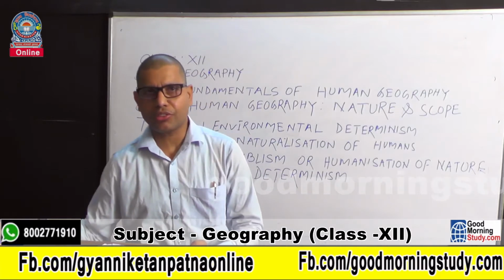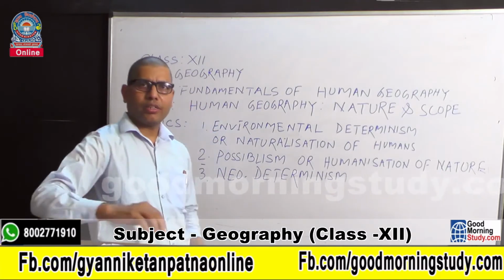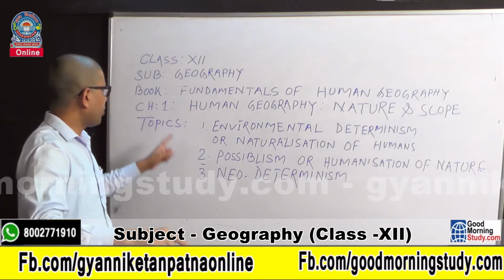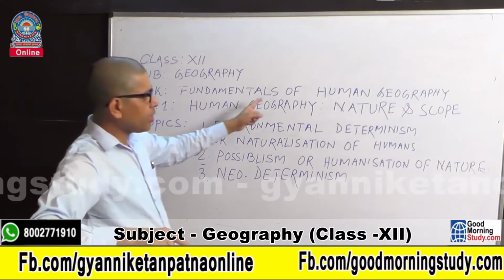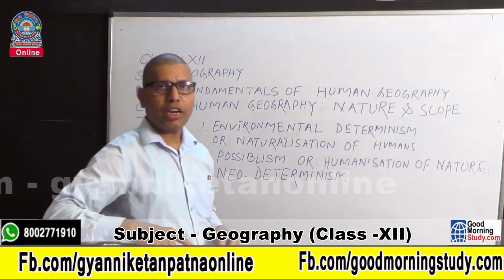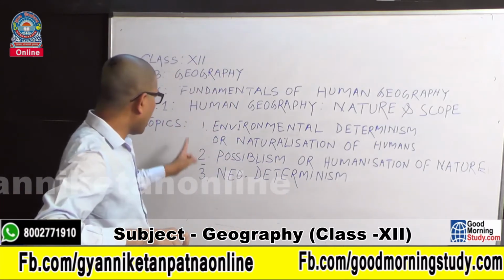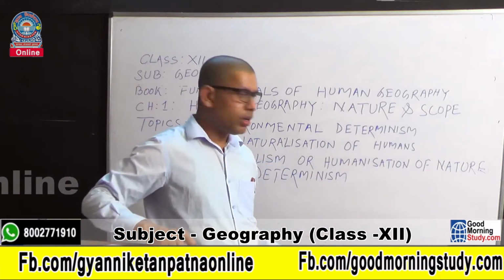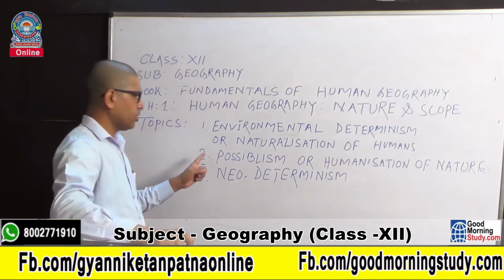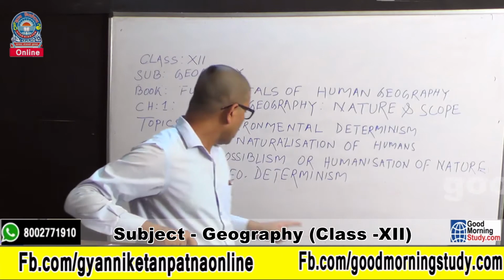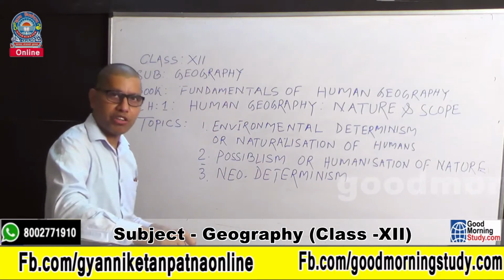I am Pawan Kumar Misra and I am present here with a topic of class 12 geography, especially from the book Fundamentals of Human Geography, chapter Human Geography, Nature and Scope. The topics are as written here: environmental determinism or naturalization of humans, second is possibilism or humanization of nature, and third is neo-determinism.